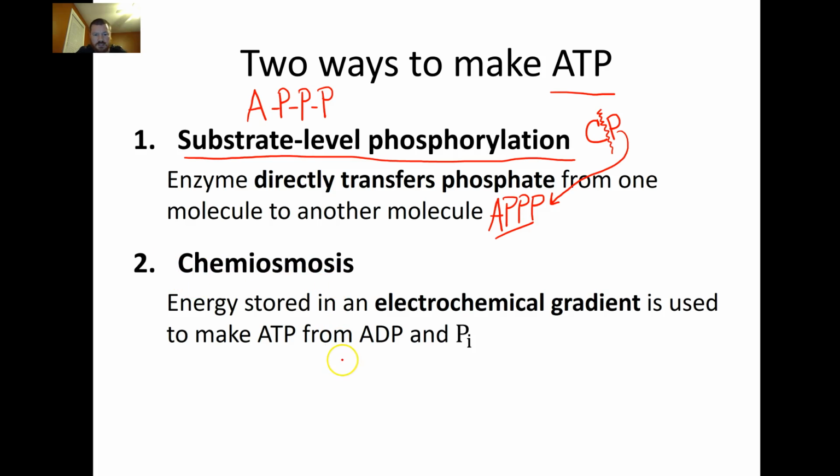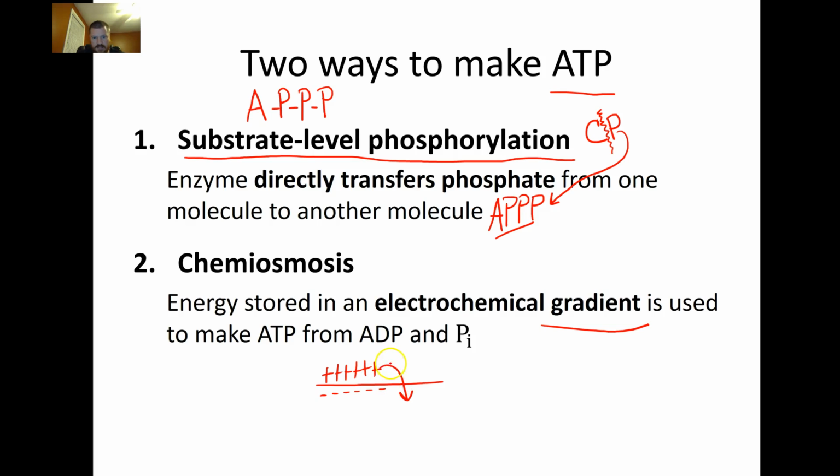In chemiosmosis, maybe you've got a membrane with a bunch of positive charges on one side and a bunch of negative charges on the other, and so you use that concentration gradient, that electrochemical gradient, to help you do work. So if you remember back to diffusion and osmosis, if I have a huge amount of one thing on one side of the membrane and something else on the other, well, these positive charges are going to want to go this way. Naturally, they want to go across.